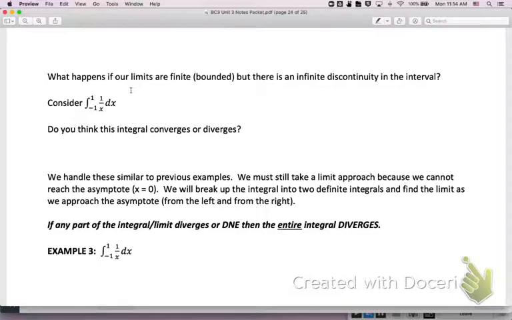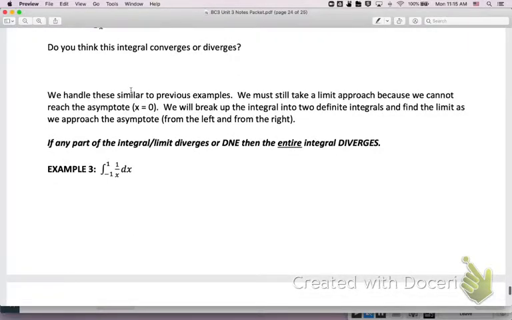Well, if you think about what this graph is going to look like, you can maybe make some predictions. If you think about the graph of 1 over x, it looks like this, okay? So the area under the curve on one side is positive, on one side it's negative. It looks like they're going to cancel each other out and that the integral might converge. Or you might look at it and think there's infinite area on the right, infinite area on the left. Maybe this is going to diverge. We don't know. So the way that we would handle this is very similar to what we've done before.